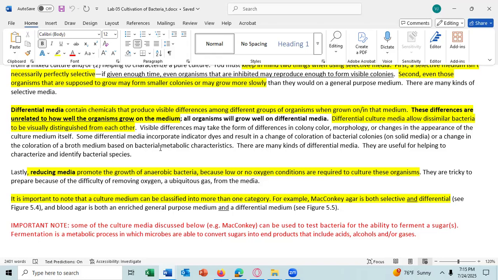Lastly, we have reducing media. This promotes the growth of anaerobic bacteria, which need low or no oxygen conditions in order to grow. Reducing media usually has something in it that removes the oxygen from the media, like thioglycolate media. It removes the oxygen from the tube, and that is a reducing media. It's important to note the culture media can be classified into more than one category.